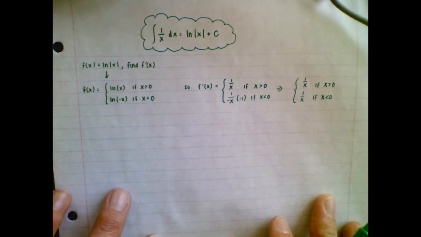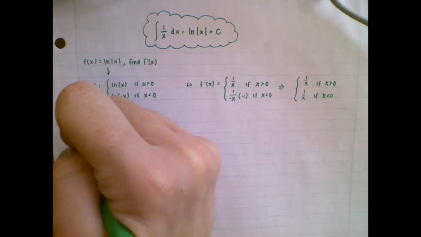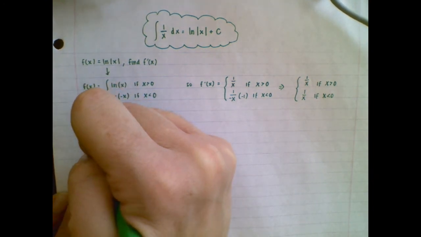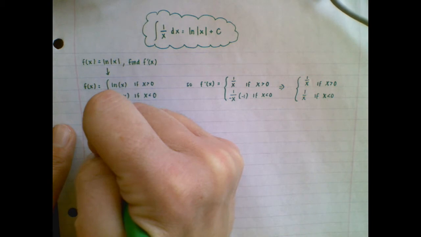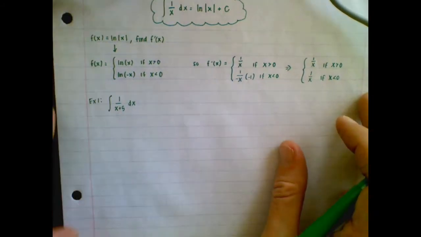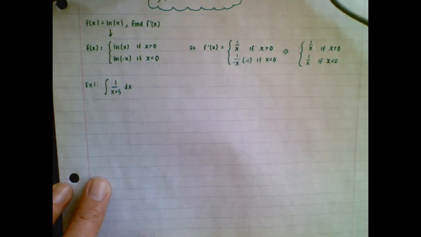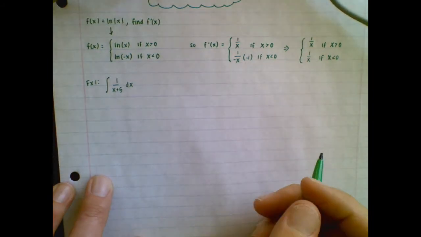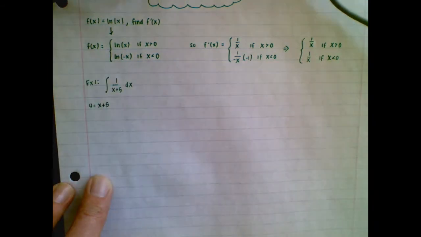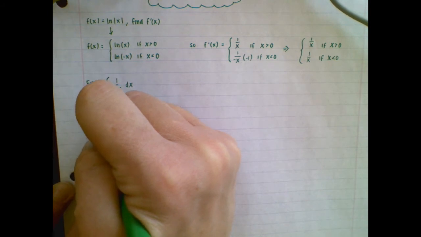So let's take a look at some examples using this formula. We'll start off with something pretty basic. So let's do the integral of 1 over x plus 5 dx. So we've got a fraction, we've got some stuff going on in the denominator here. And whenever I see that, I automatically think to myself, okay, well, maybe I can use u substitution here. So I'm going to set u as that stuff in the denominator. I'm going to say that's x plus 5. I'll find my du, which is just going to be 1 dx.